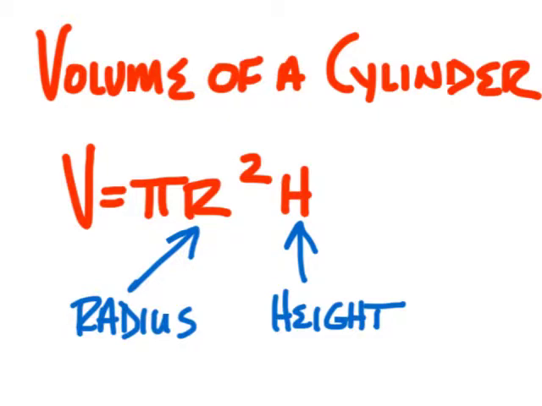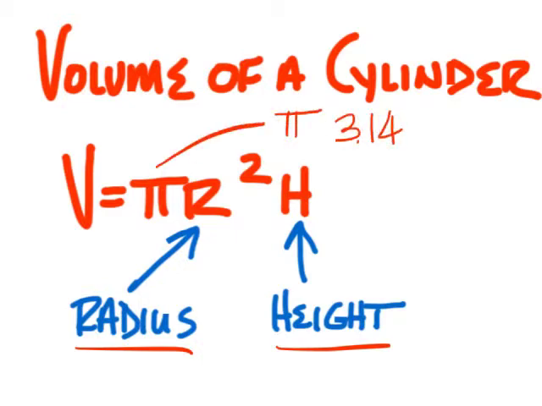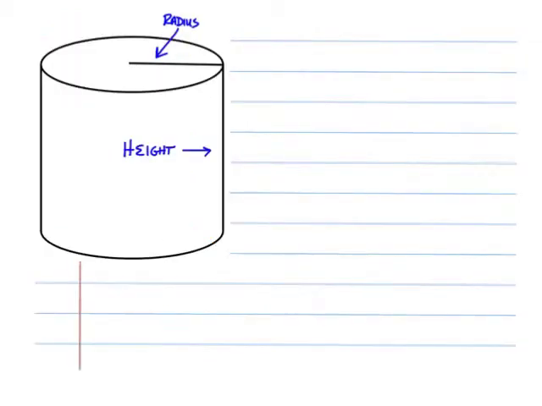V equals pi r squared h. This is the radius. This is the height. We will use the pi button on the calculator. 3.14159... It goes on for a long time. And throughout this day, you're going to have to solve for not only V, but also R, and then H. In the first problem, we're simply solving for the volume.